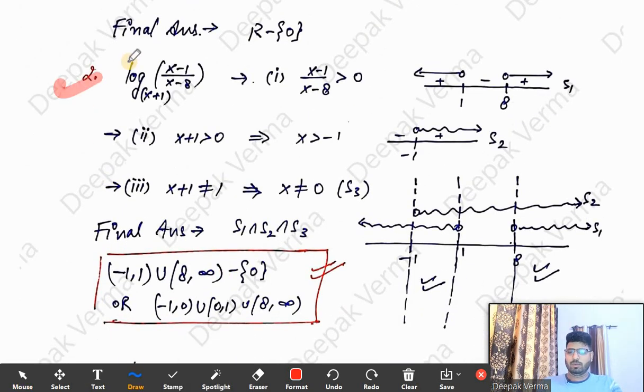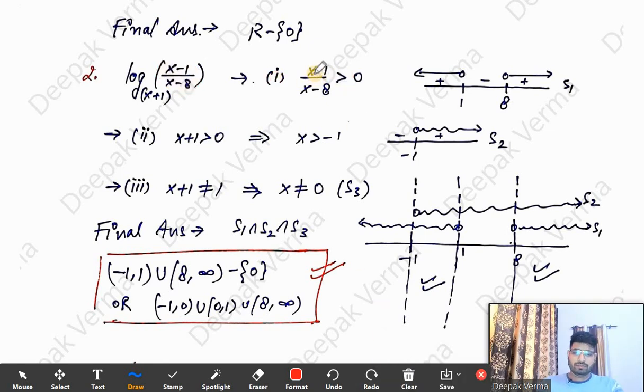Now, second example. Example number 2: log of (x minus 1) over (x minus 8) to the base x plus 1. Again, we come to the argument and see, is there any problem with the argument? Directly we cannot say anything, whether it is positive or negative. Got it? So we will apply the condition. For log to be defined, this should be positive. This is our first condition and we will solve it.